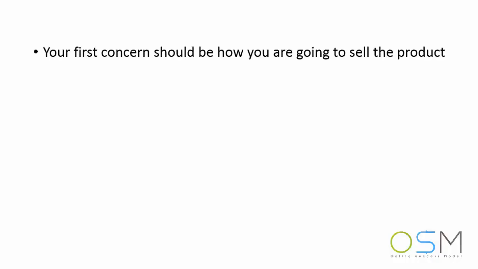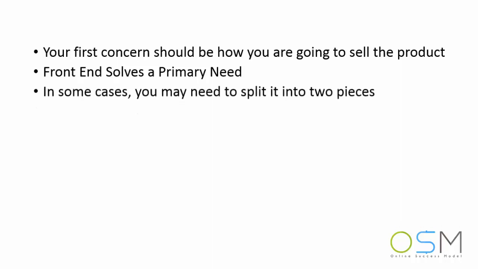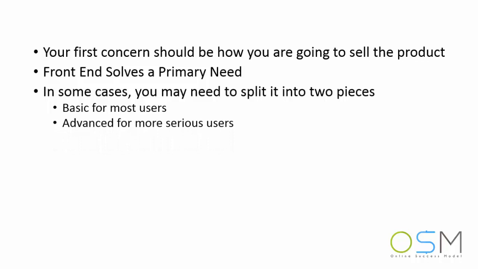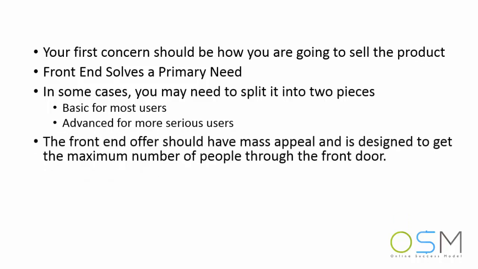So with that in mind, it's very important that you know how you're going to sell this front-end product. Now, by far the best way to make sure this works is to make the front end solve a primary need, something that is just base instinct needed in whatever it is you're focusing on. Now, you could split this into two pieces. You could have basic things for entry-level people, this is most users, and then you could have something that's a bit more in-depth, a bit more advanced for your more serious people. The thing is, however you do this, the front-end offer should have the biggest mass appeal because it's designed to get as many people as possible into that funnel, through that front door and down into the other offers.